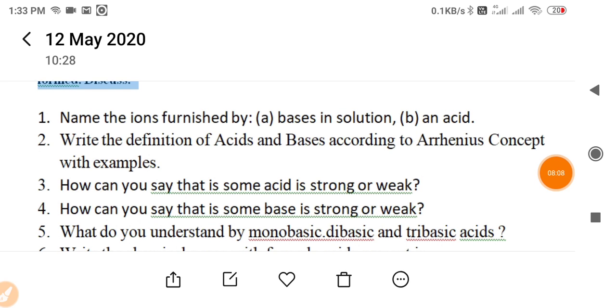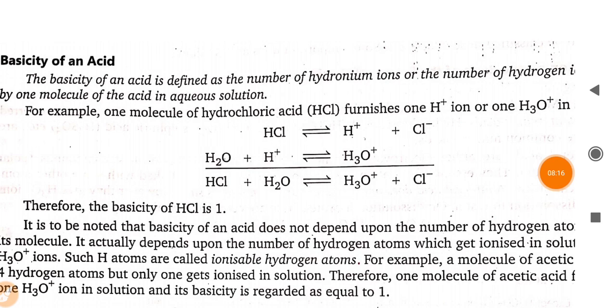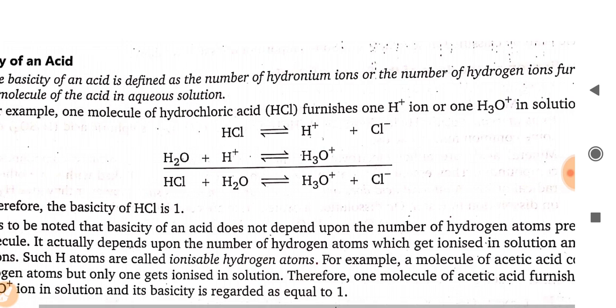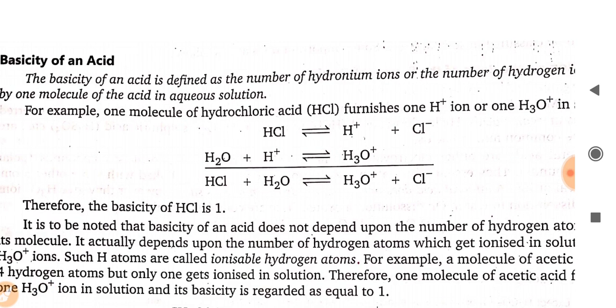And your next question is, what do you understand by monobasic, dibasic, and tribasic acids? Before going to this answer, you have to know the basicity of an acid. Then you can divide these acids into monobasic, dibasic, or tribasic. So first we will understand what the basicity of an acid is. The basicity of an acid is defined as the number of hydronium ions, or the number of hydrogen ions, furnished by one molecule of acid in aqueous solution.